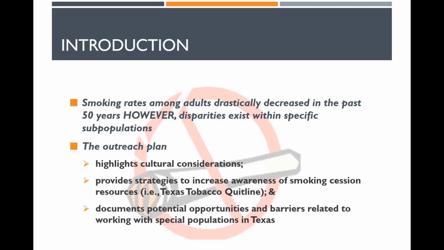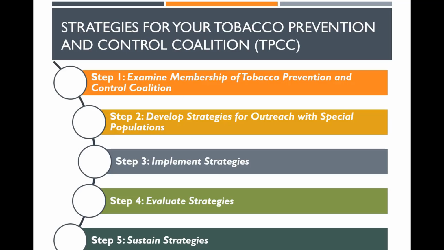provide strategies to increase awareness of smoking cessation resources, and identify potential opportunities and barriers related to working with special populations in Texas. The outreach plan will also teach you how to learn more about the special population you are hoping to work with and provide steps to identify ideal potential coalition members.